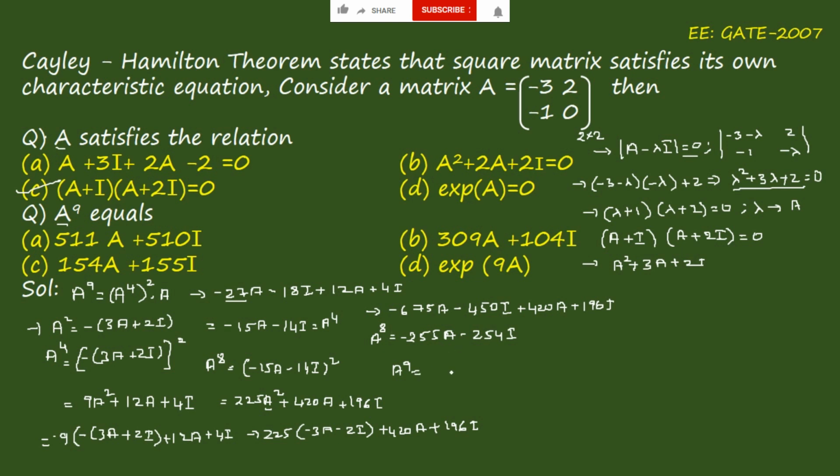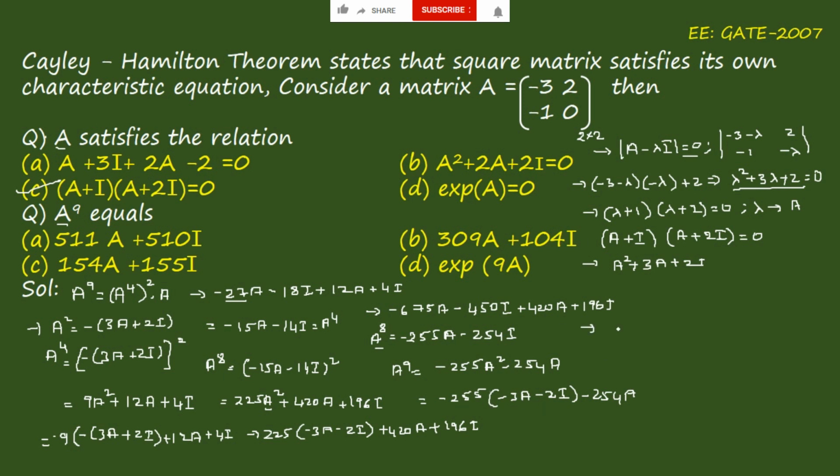Now we find the value of A power 9, which is equal to nothing but just multiplying this one with A. So it becomes minus 255A square minus 254A, right? This A power 8 is multiplied with A. We know the A square value, so it becomes minus 255 into minus of 3A minus 2I, minus 254A, right? So just multiply again.